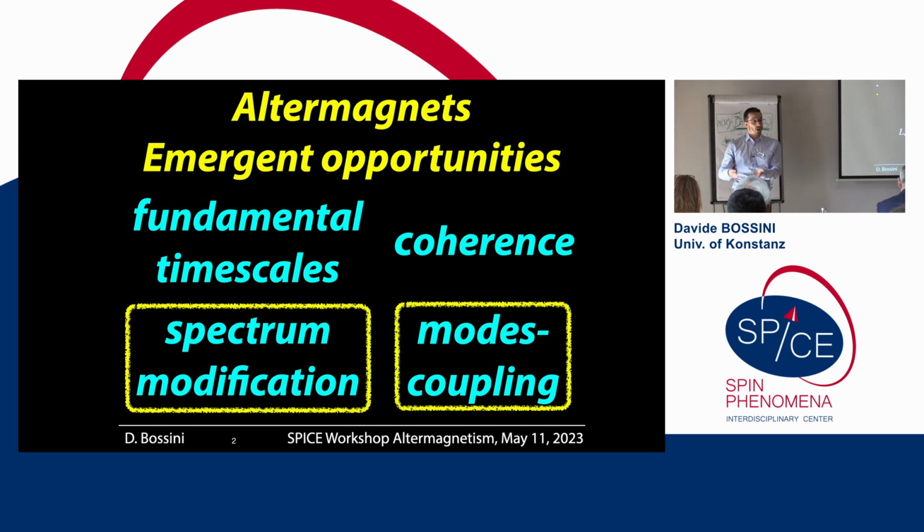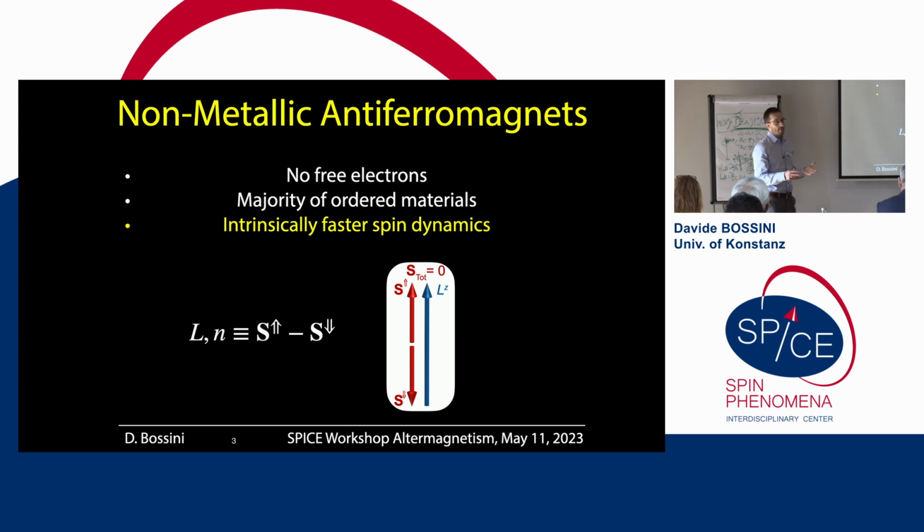Now, these keywords do not simply define what we do, but they also steer our selection of materials. We have to work with materials with a band gap. Band gap means no free electrons, no Joule heating, so we can access coherent effects. And mostly we work with antiferromagnets. I don't think I need to define antiferromagnets for this audience, and I don't think I need to convince you that it's a good idea to work with antiferromagnets.